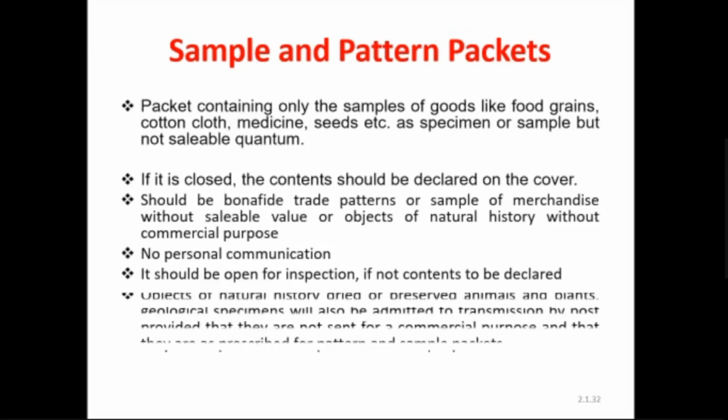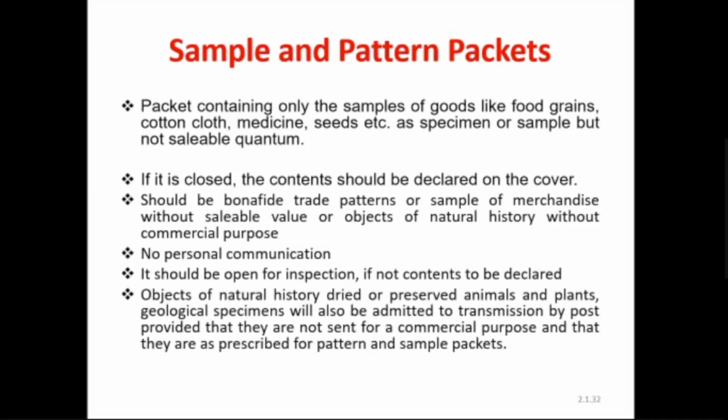In the previous PO Guide session, we have completed up to the book packets, and in this session, we'll start from the fifth inland article type, that is from sample and pattern packets. As the name suggests, the sample and pattern packet is a packet in which we can send samples of goods like food grains, cotton cloth, medicine, seeds as a specimen or a sample, but not in saleable quantity. It should not contain any MRP, it should not contain any saleable value. It should be sent purely for the purpose of specimen or a sample.